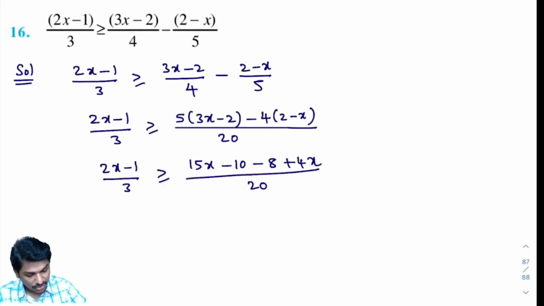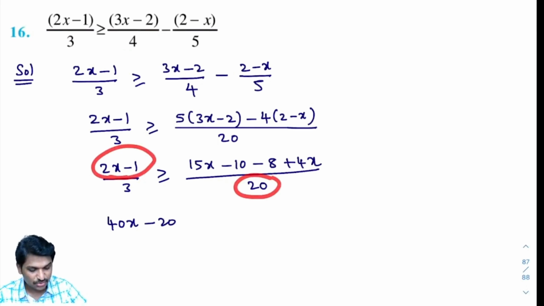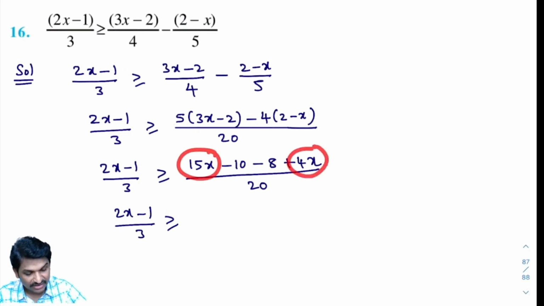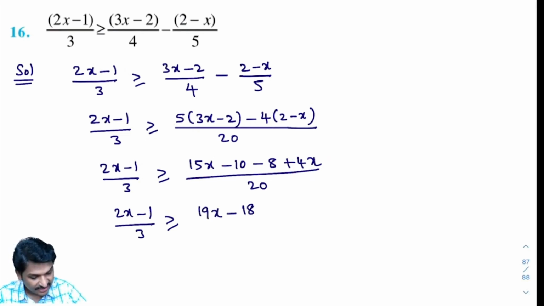What you will get? 20 into 2x minus 1, that is 40x minus 20. Okay, and here simplification is there. Now a little bit I will simplify. Listen, 2x minus 1 divided by 3 is greater than or equal to, look here, 15x plus 4x, that is 19x. 19x minus 18 divided by 20.